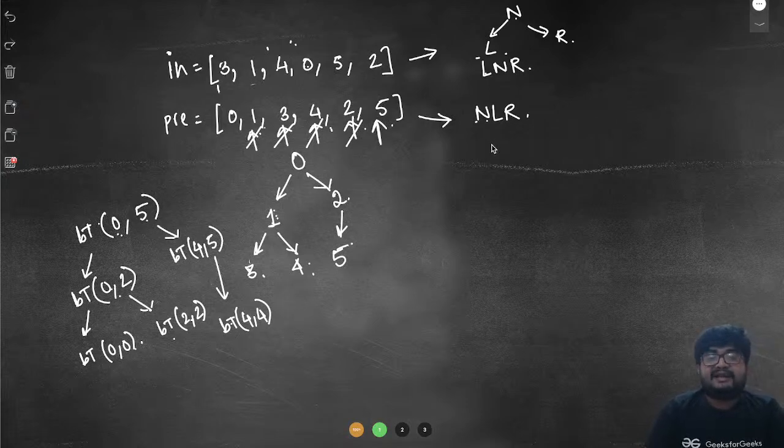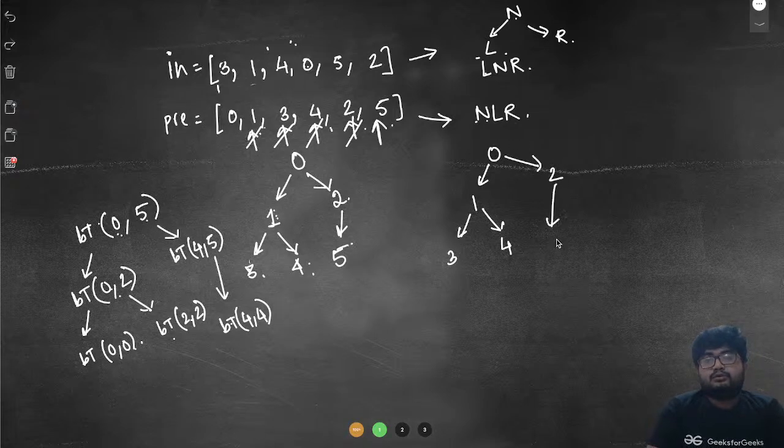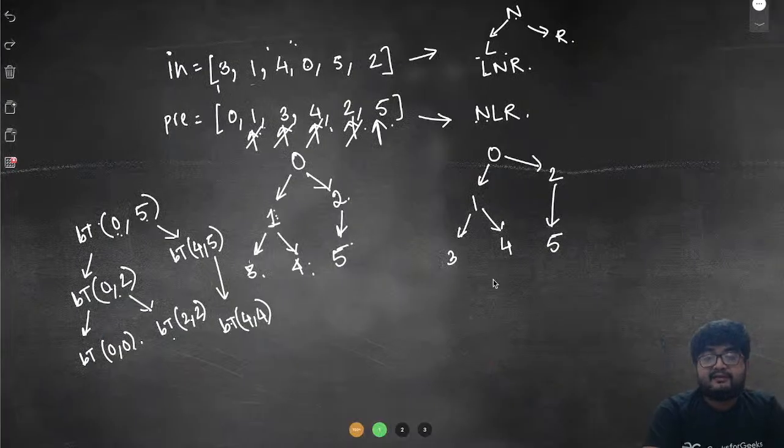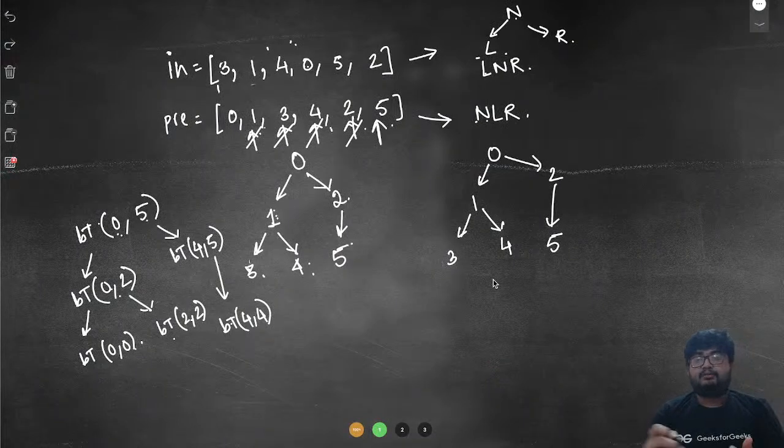So this is the tree that we have generated: 0, 1, 3, 4, 2, 5, right? So let's actually verify if this is the answer. We can come back here and see that yes, it is indeed the answer, the thing that we have generated. So this is how we can generate the tree.